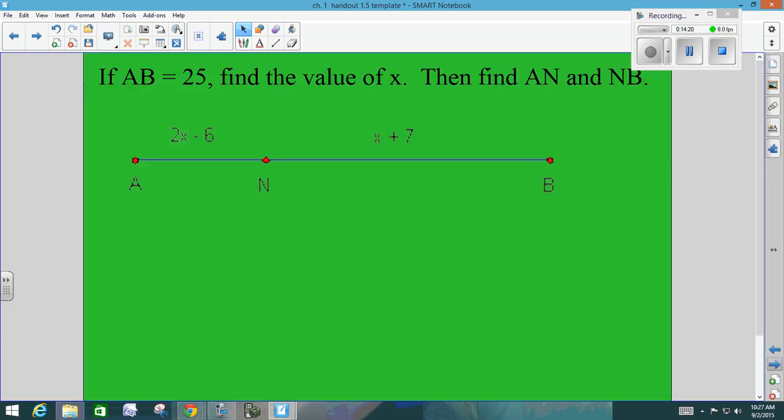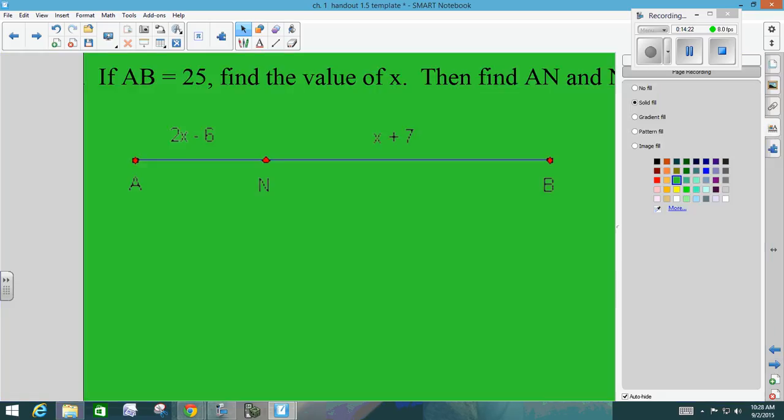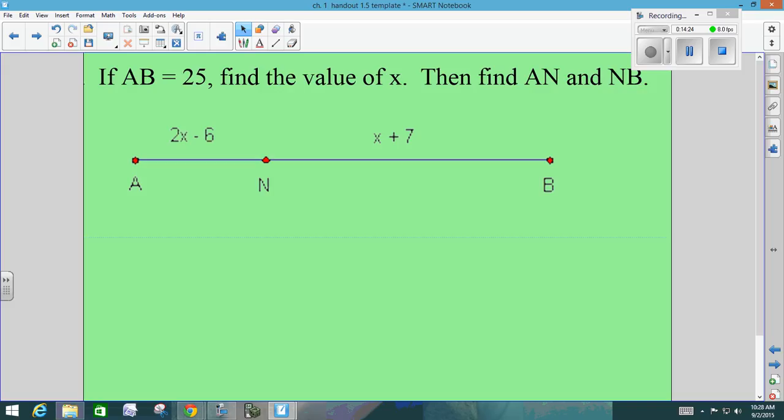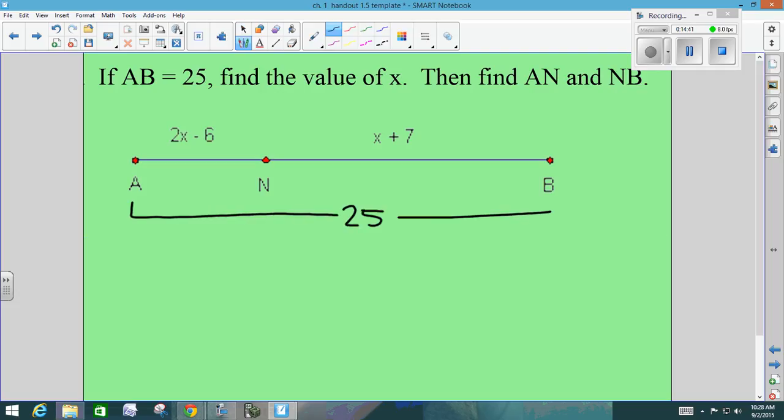Number 2. If AB equals 25, find the value of x, then find AN and NB. Nick, what do they mean AB equals 25? Yeah, like the whole length of it, right? Good. I'm going to just label my pictures.